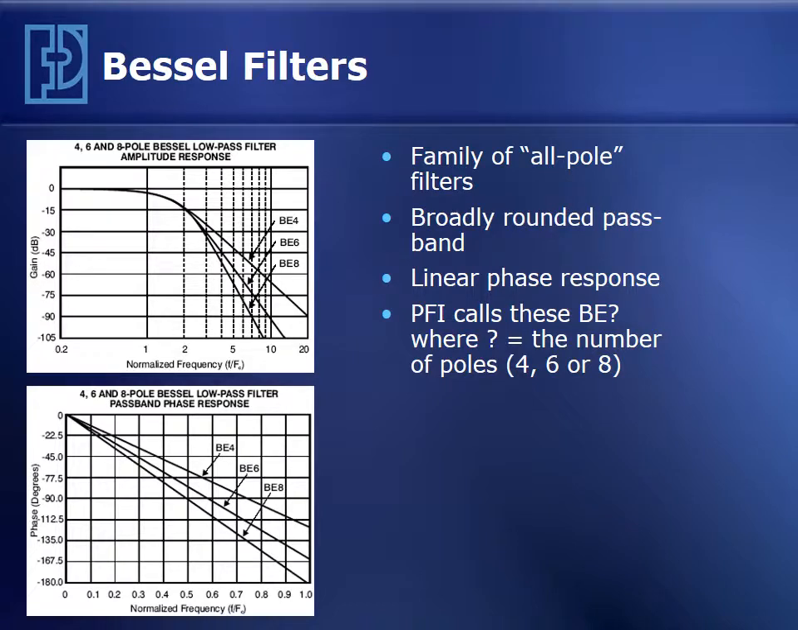The Bessel filter, which you may have studied, is a well-known filter in the family of all-pole filters, in that it is designed to maximize or optimize the phase linearity for a given order or given number of poles. The Bessel has almost perfect phase linearity in the passband, and in exchange for that, the amplitude response is quite broadly rounded when compared to a Butterworth or a maximally flat elliptic filter.